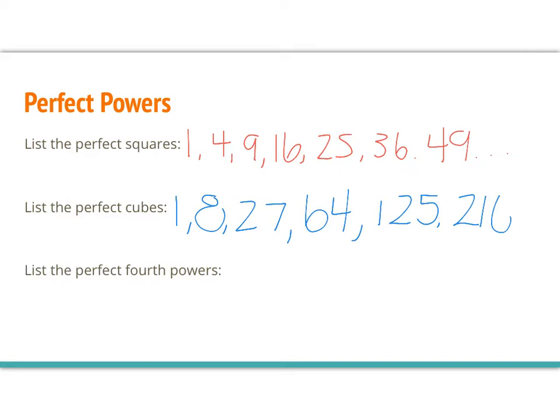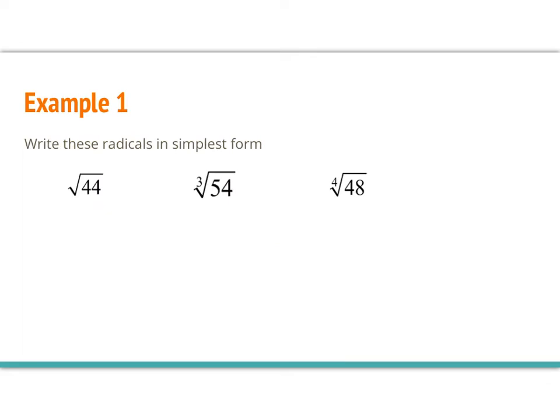The fourths, 1 to the power of 4 is 1. 2 to the power of 4 is 16. 3 to the power of 4 is 81. 4 to the power of 4 is 256, and 5 to the power of 4 is 625. Okay, so just be familiar with these. I like to write them out at the top of my paper as I'm working, or keep them handy to look at so that they're just a little bit quicker to find.